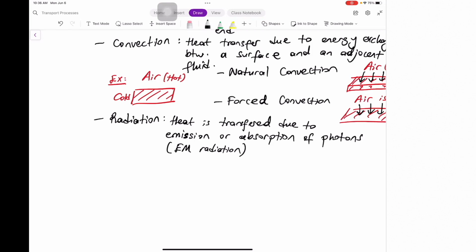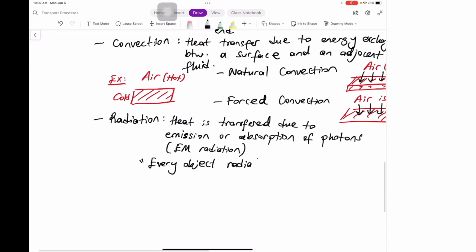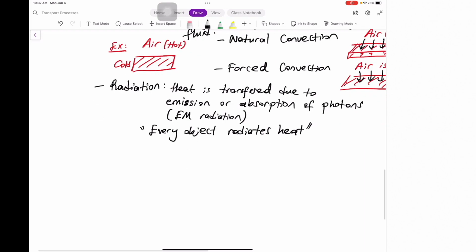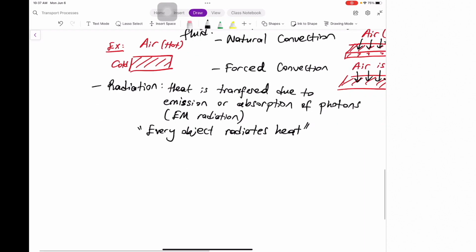Okay. One fact about radiation is the following. Every object radiates heat. The reason is because every object has a temperature. So if anything has a temperature, it radiates.